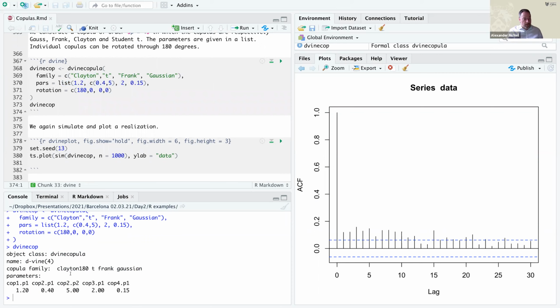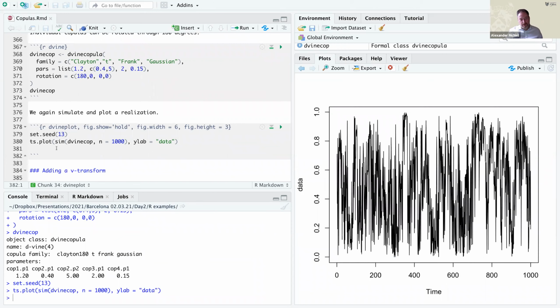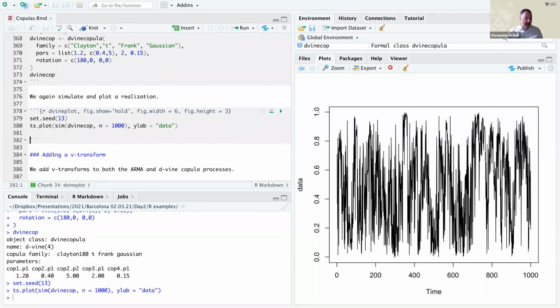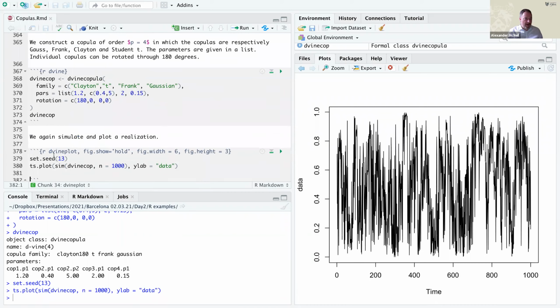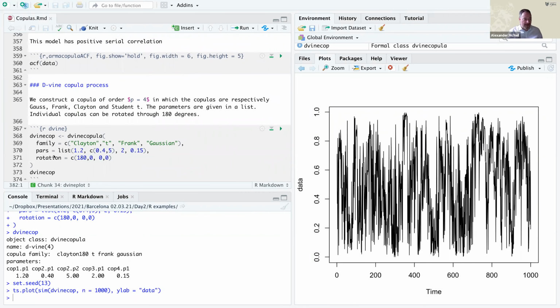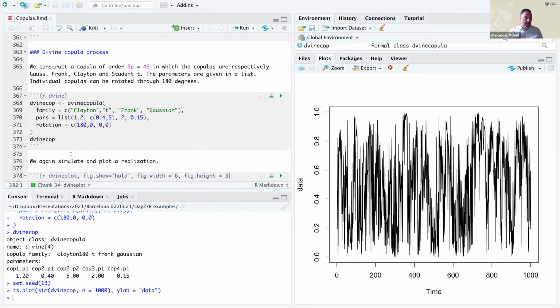It's a D-vine 4. And instead of Gaussian copulas at every lag, I instead have a Clayton, actually a rotated Clayton, which means it's rotated through 180 degrees. I have a student T with parameters correlation 0.4, degree of freedom 5. I have something called Frank's copula, which I haven't really told you about. And I've got a Gaussian copula. And again, I can simulate it and plot it. So here's another time series. And once again, it has the property that these data are uniform. And so I could go back and add a student marginal distribution to that. So that's a D-vine copula process.